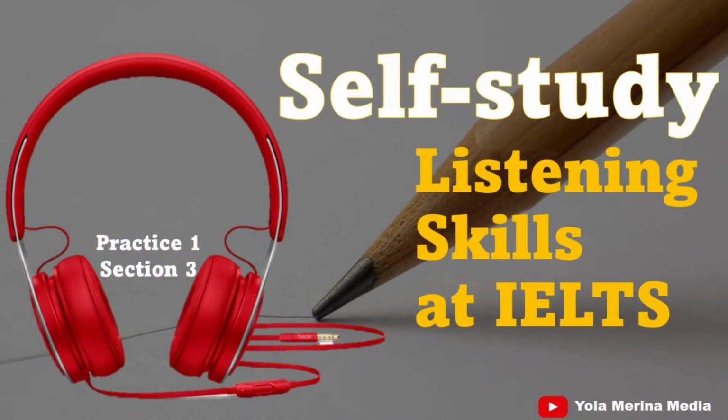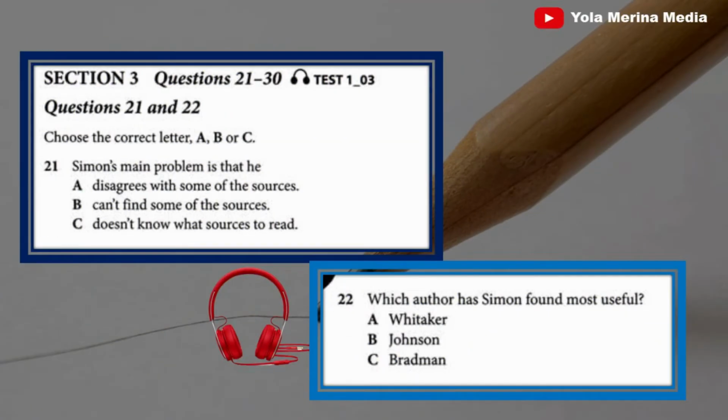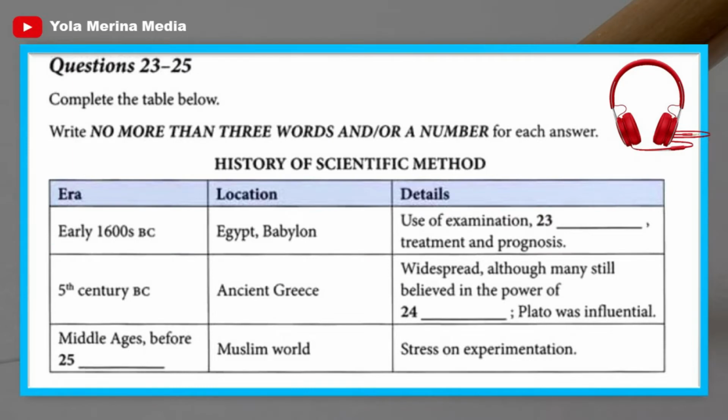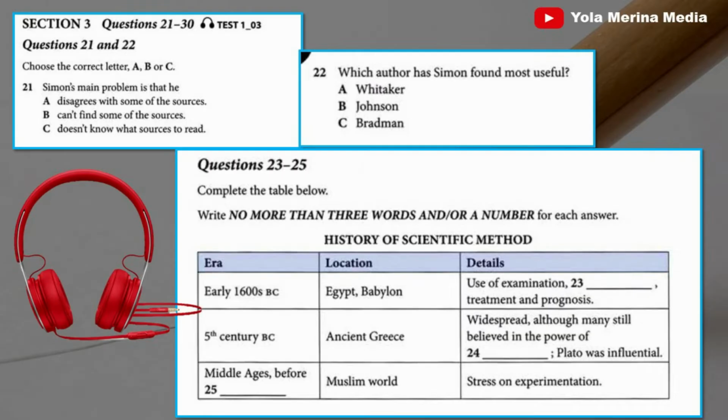Self-study listening skills at IELTS. Practice 1, Section 3. Now turn to Section 3. You'll hear a tutor and a student talking about the history of the scientific method. First, you have some time to look at questions 21 to 25. Now listen carefully and answer questions 21 to 25.